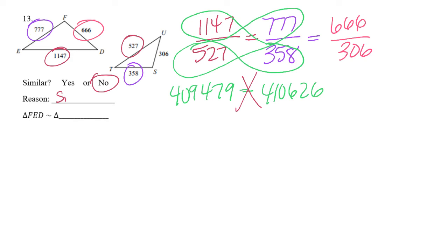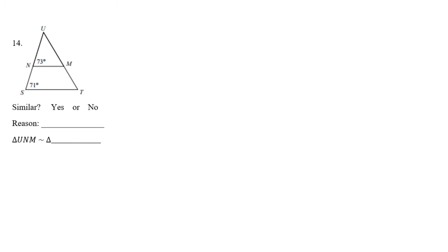And the reason is sides not proportional. So then we also do not fill in that congruent statement. Make sure that if they are not similar, that you do not fill in that congruent statement. That's a big deal on your quiz or your test.